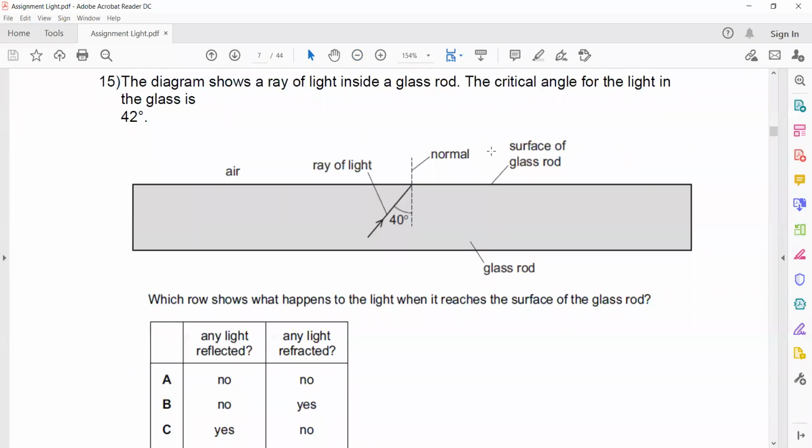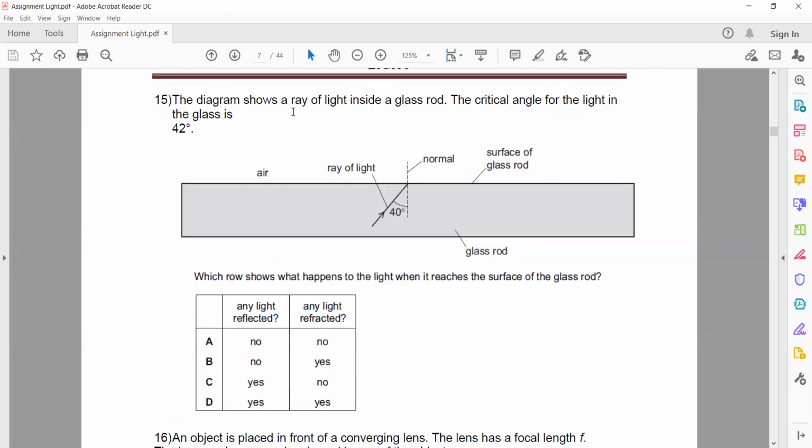The diagram shows a ray of light inside a glass rod. The critical angle of the light is 42. Which row shows what happened to the light when it reaches a surface? If the critical angle is 42, then definitely till 42 there will be a refraction. If the angle is 40, there will be a refraction and there will be a reflection. If it is more than critical, like if the critical angle is 42 but the angle here was 43 or 44, then only reflection will happen, refraction will not occur.